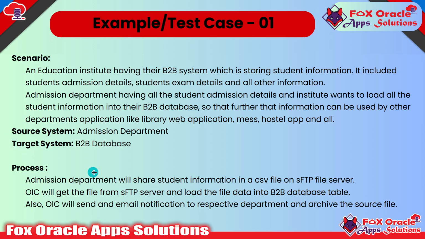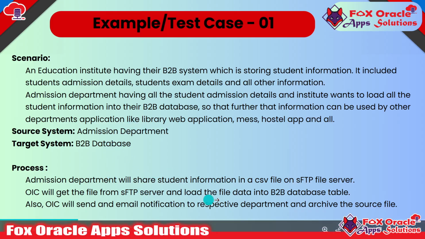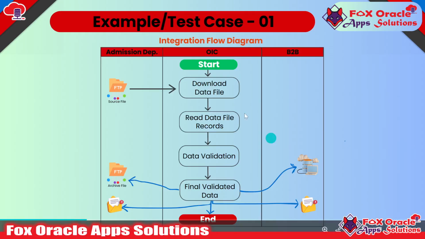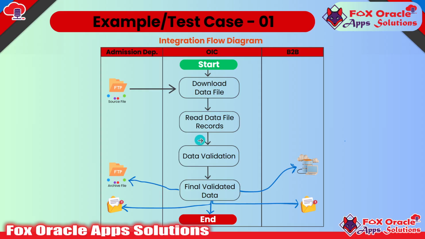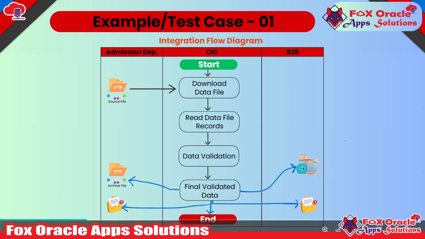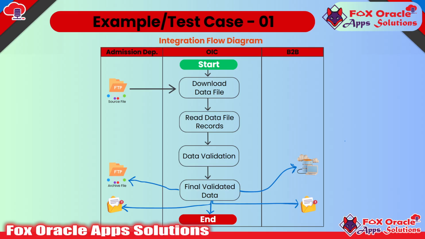Because if you see the example here, our source system is the admission department's file server, and the target system is our database. From that file server we have to push data to the database via OIC. OIC is going to take care of the task. So how will OIC do that task? The very first thing is that OIC will pick the file from the file server. It will use that file in OIC, read the content of the file, and then push the data to the database. So it is the B2B database, but it can be any other database, or in the case of another system, it can be APIs or anything.